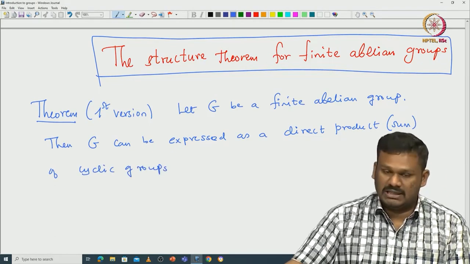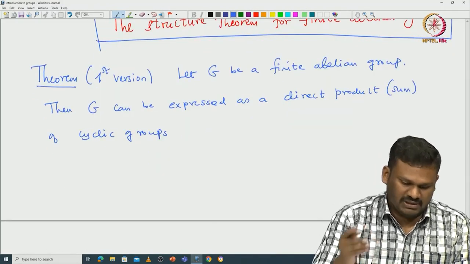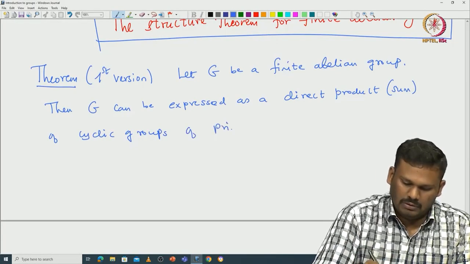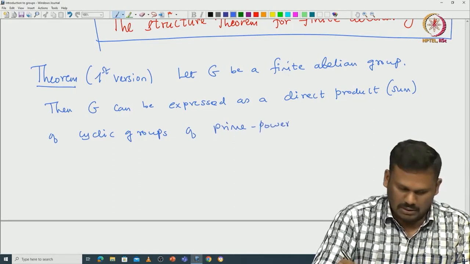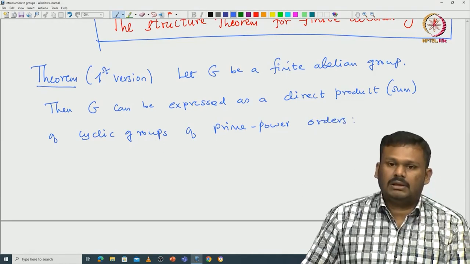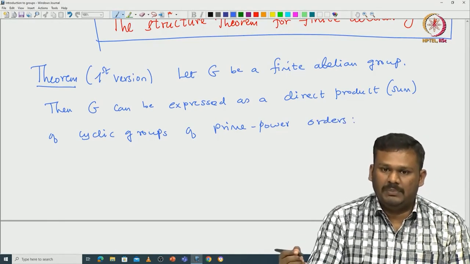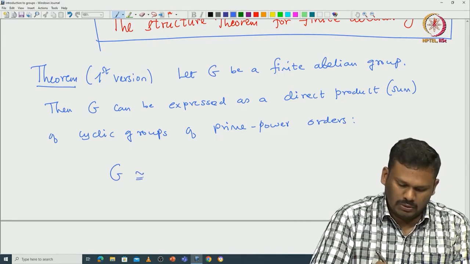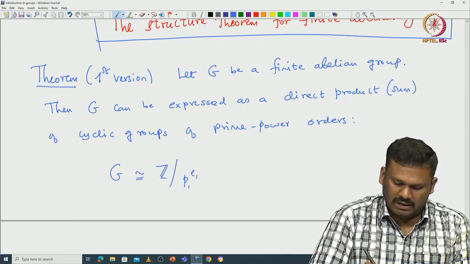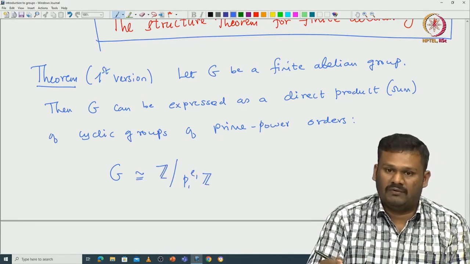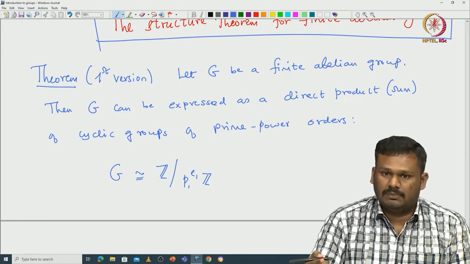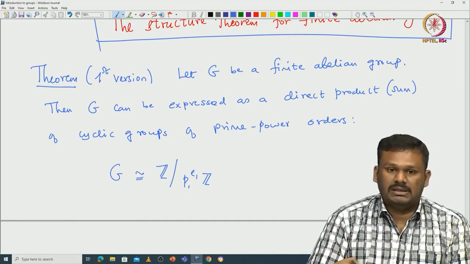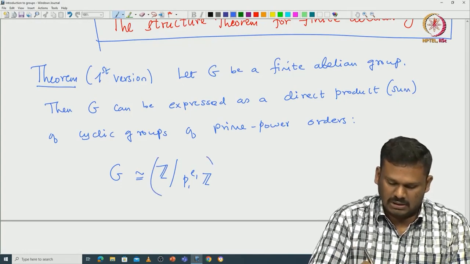Now we will put a condition on what kind of cyclic groups. In the first version, we allow cyclic groups of prime power orders. What is the meaning of that? They are cyclic groups of order p to the alpha for some prime p. Any cyclic group of order n, we know, is isomorphic to Z modulo nZ. So if you take a cyclic group that has some prime power order, it will look like Z modulo p to the alpha Z.